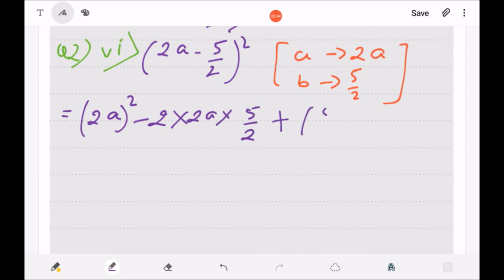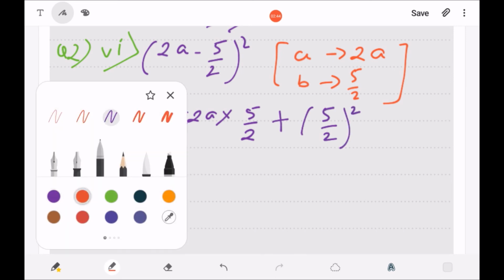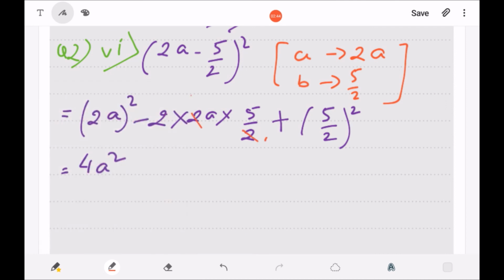Now let's square each of the terms. So the first term square is 4a square, minus, now 2 cancels from the denominator and the numerator, so we are left with 5 into a, plus square the numerator and denominator, we will get 25 by 4. So this is our final expansion.